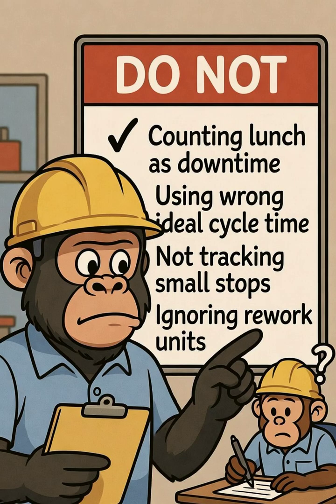Mistake number 4, not counting rework in quality losses. If a unit needed to be reworked, it wasn't right the first time, so it counts as a quality loss, even if it was eventually fixed. And mistake number 5, gaming the system. I've seen operators slow down the machine on purpose to make performance look better, or declare more downtime than actually occurred to make availability look worse so they can blame maintenance. OEE only works if you measure honestly.